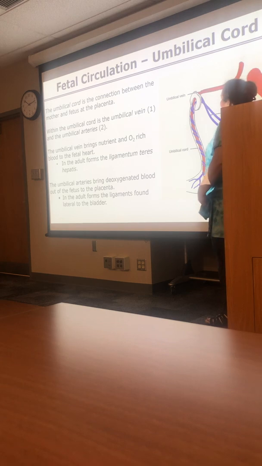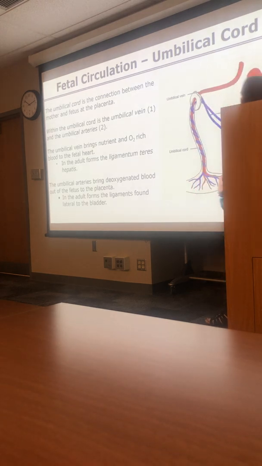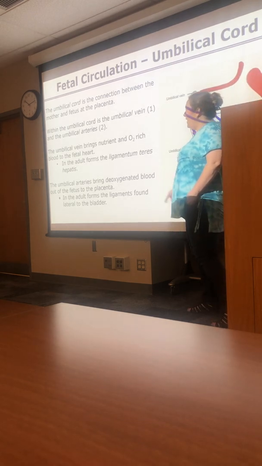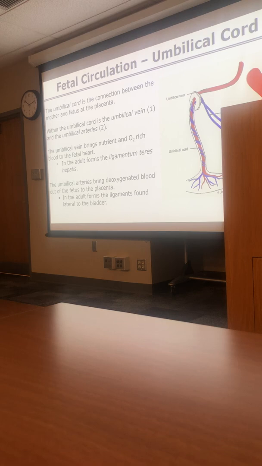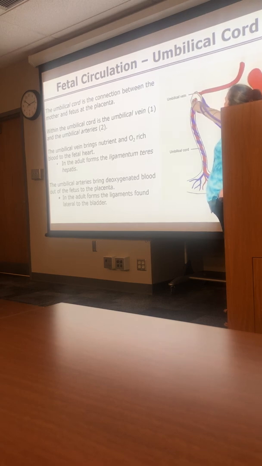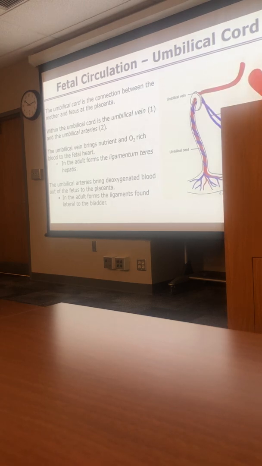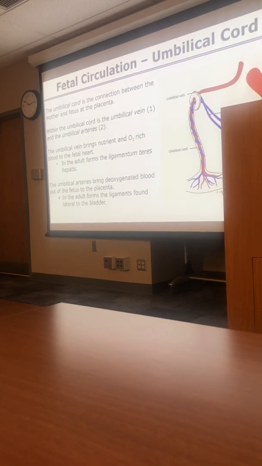So the umbilical vein is going to bring nutrient-rich and oxygen-rich blood towards the fetal heart, while the umbilical arteries are going to carry the deoxygenated blood out of the fetus towards the placenta. What happens after birth is these blood vessels are going to close. So here is the front of the abdominal cavity. This is where the belly button is going to form. These vessels are still within the body here, and they will close down after birth and create ligaments.